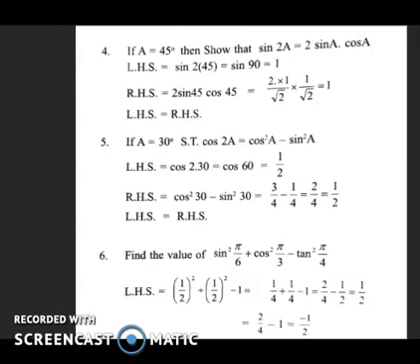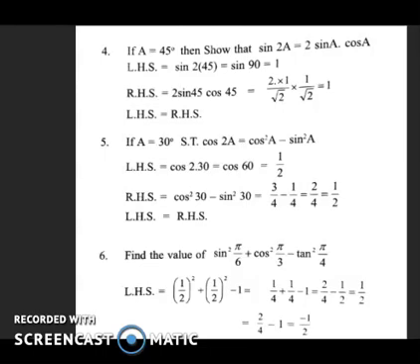Let's see. Take LHS. Sine of 2 into 45. 2 into 45 is multiply 2 and 45. You get 90. So sine of 90 is nothing but 1. Now take RHS. Sine of 45 degrees is 1 by root 2. Cos of 45 is also 1 by root 2.